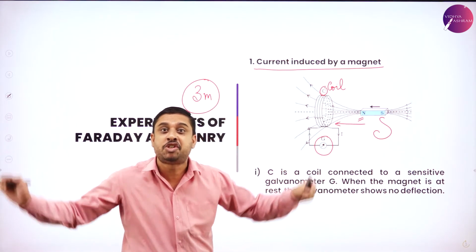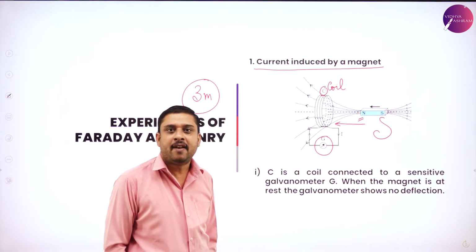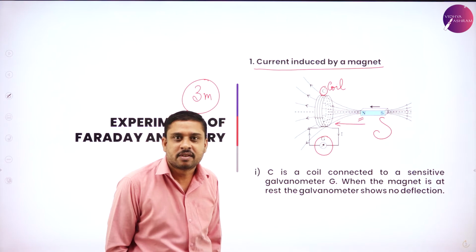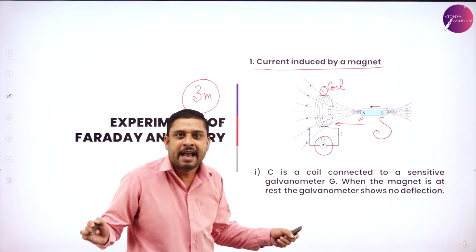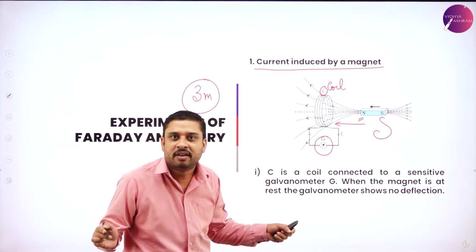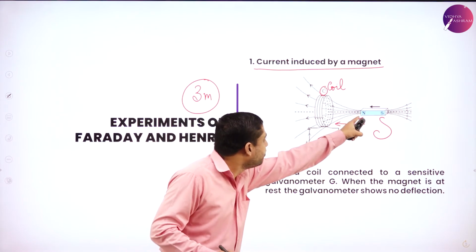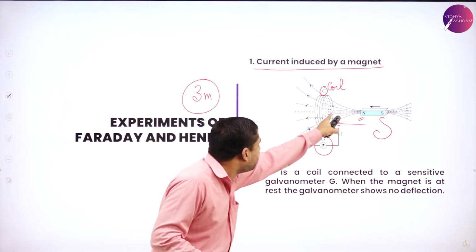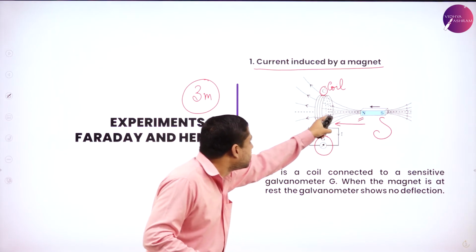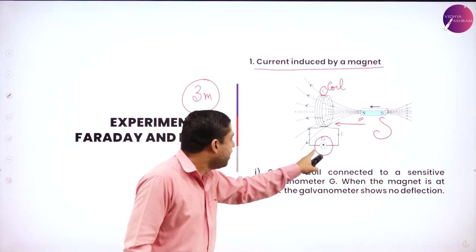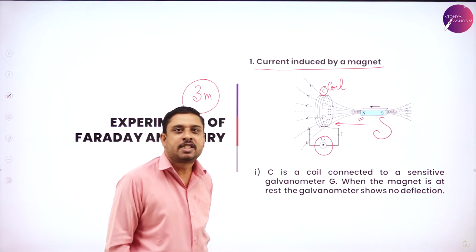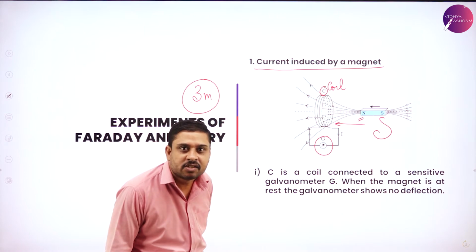Immediately, astonishingly, the galvanometer showed some deflections. Henry and Faraday were amazed. Why? I have simply moved the north pole towards the coil. Immediately, the galvanometer showed some deflections.